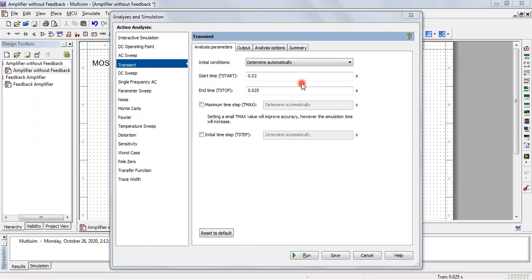So that's why always take this precaution. Always start the transient analysis at a somewhat later time, not at a zero time. Okay. Start time, don't take a zero. Otherwise, you will not get a stable signal in the simulation.